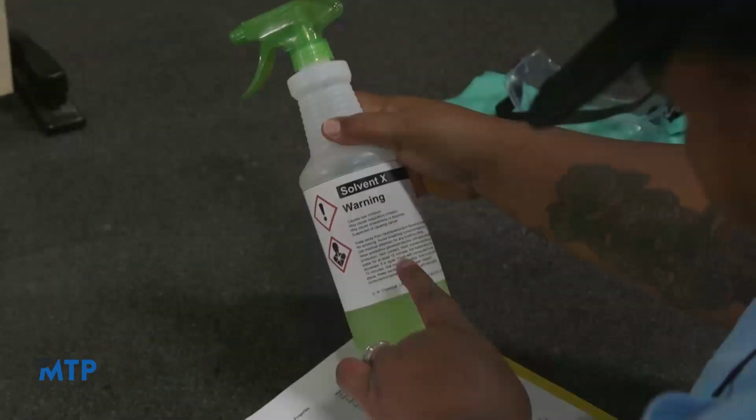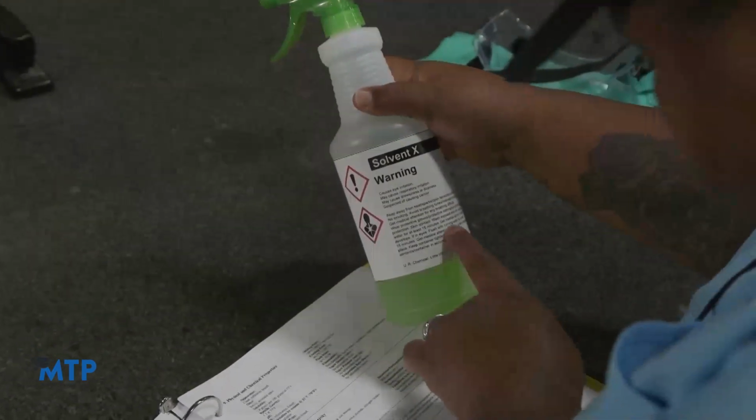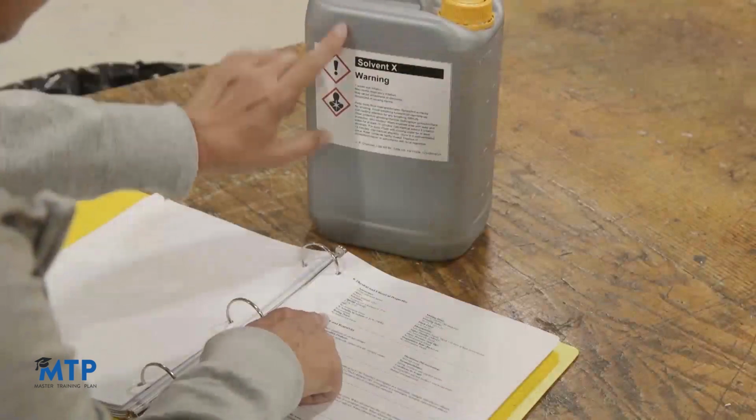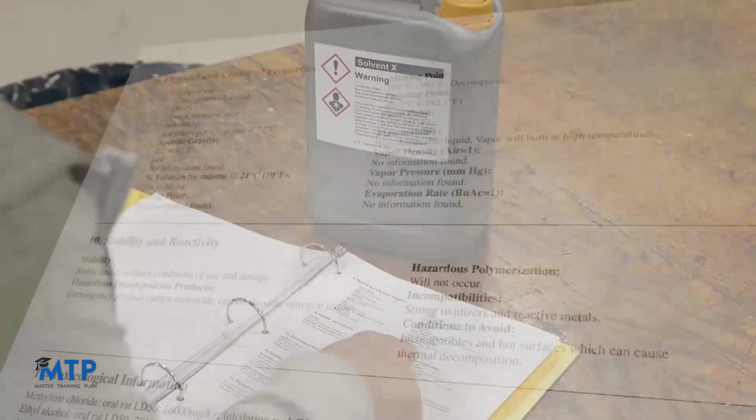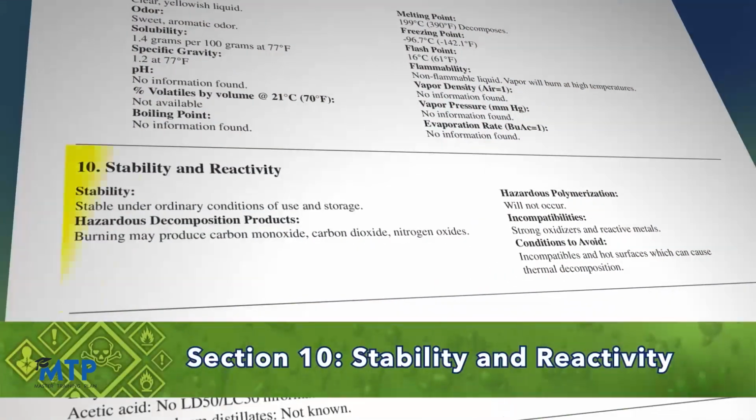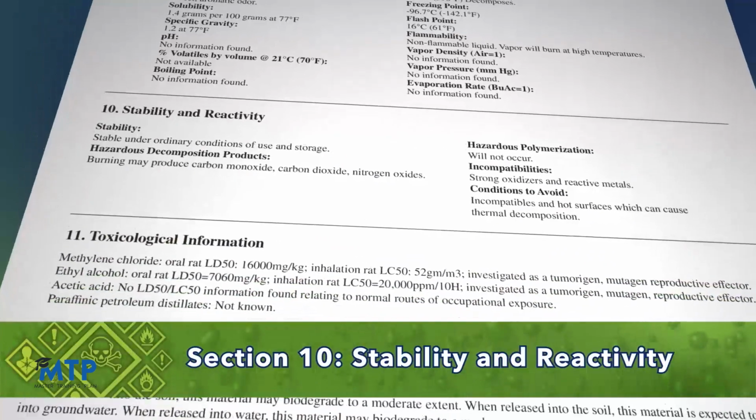Others include melting and freezing points, flash point, and evaporation rate. It will also identify the chemical's flammability, vapor pressure, and density. Section 10 describes how stable the chemical is, as well as the conditions that create instability.